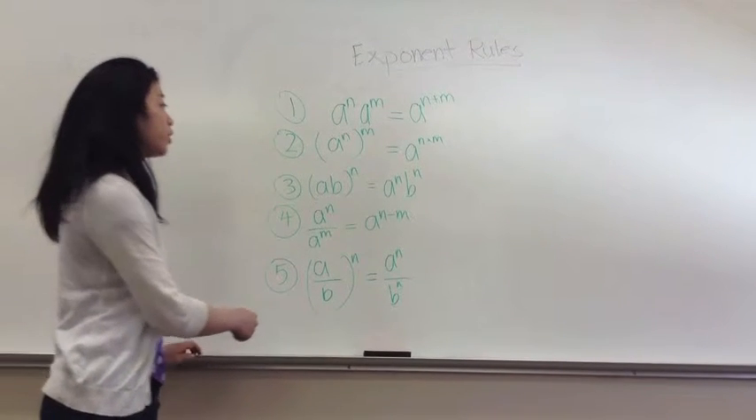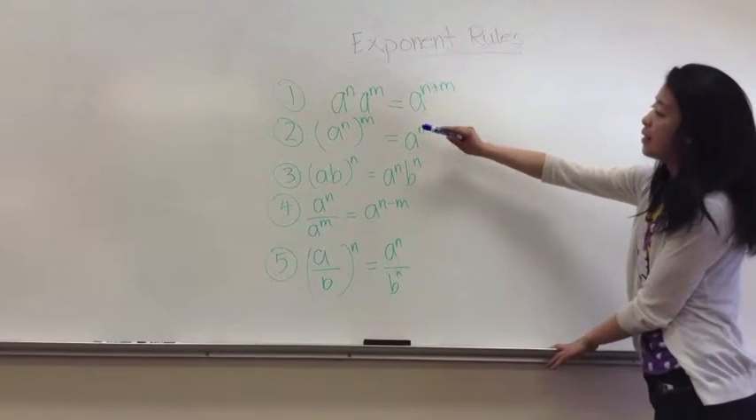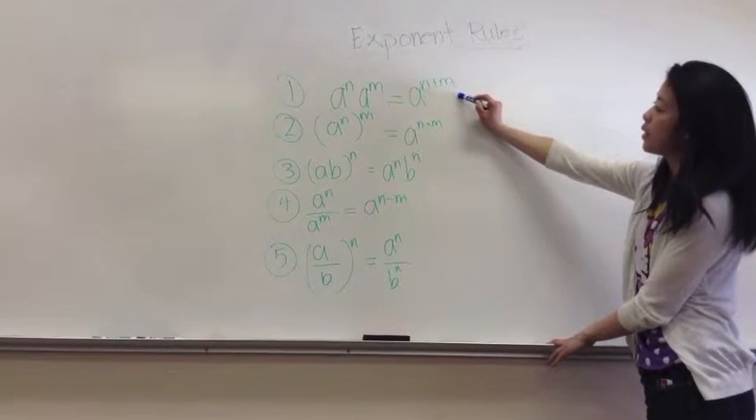Explain about exponent rules. So we have 5 rules here. Let's start with the first one. a to the n times a to the m equals a to the n plus m.